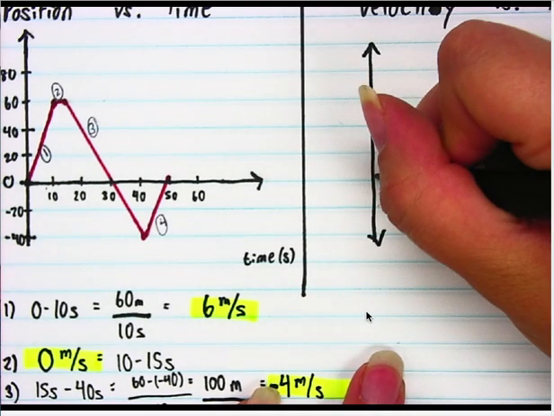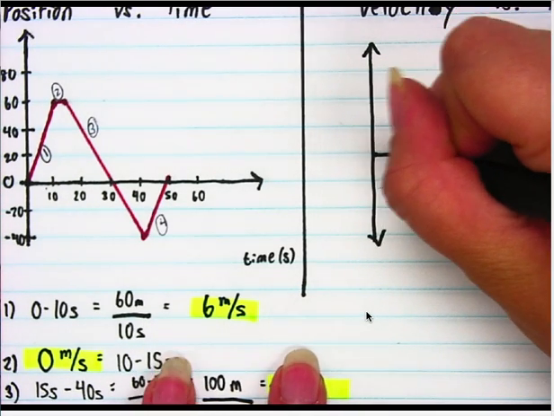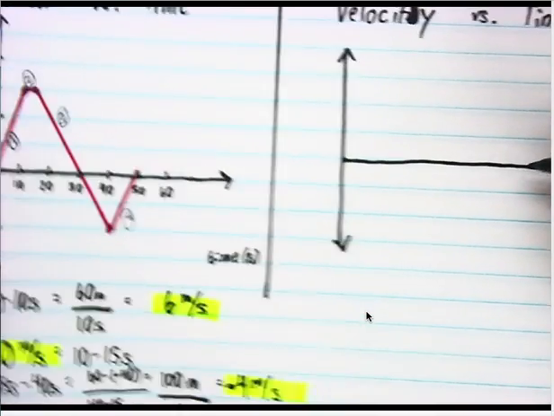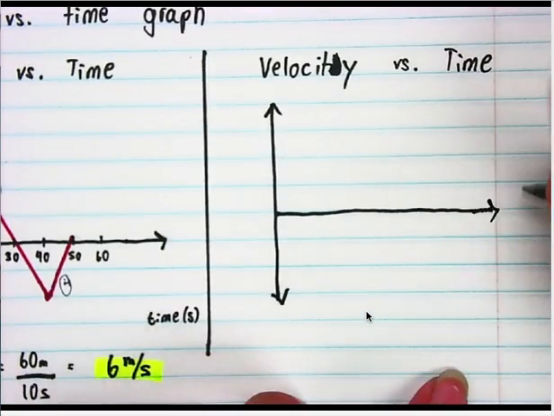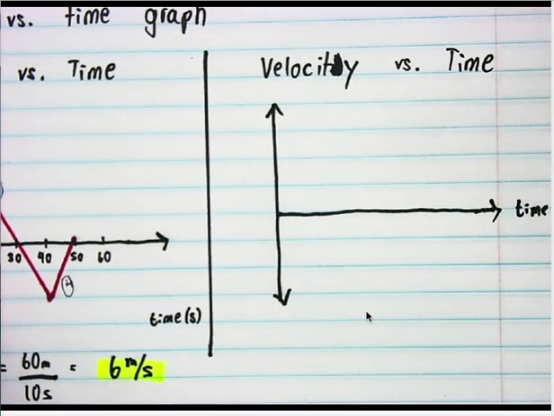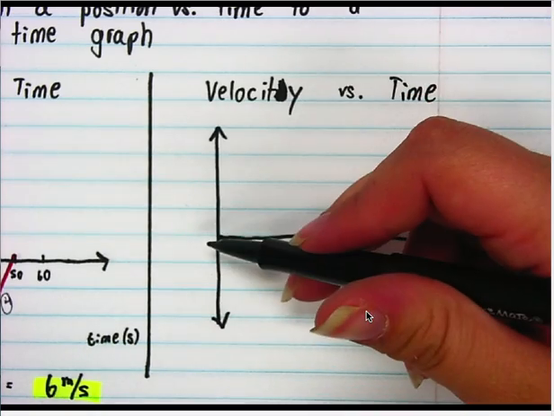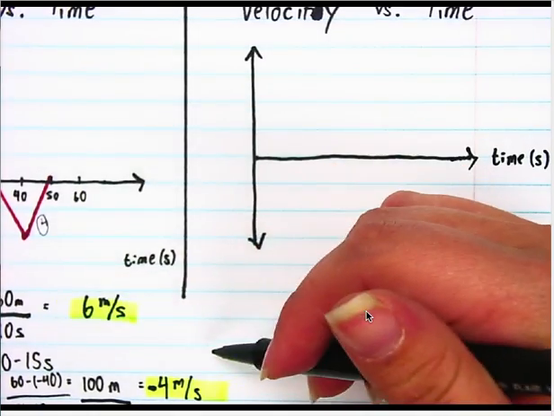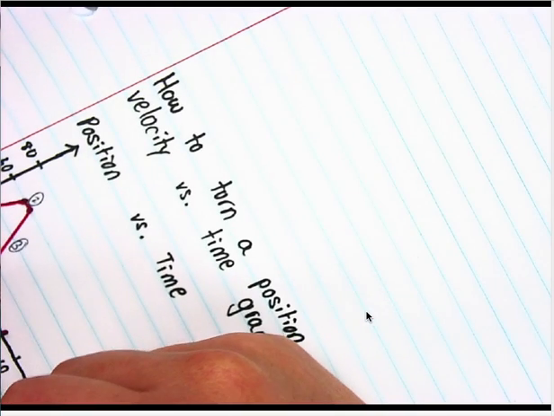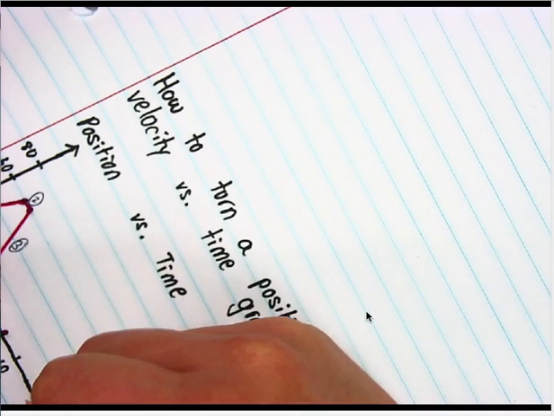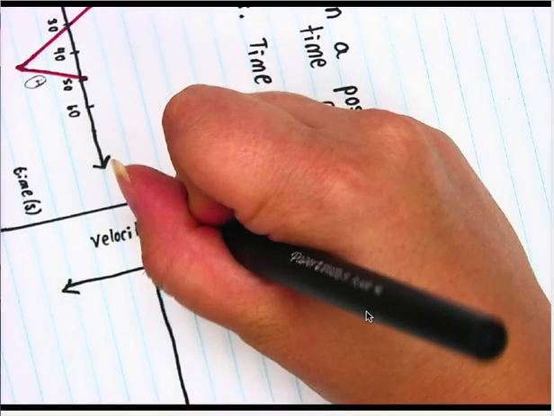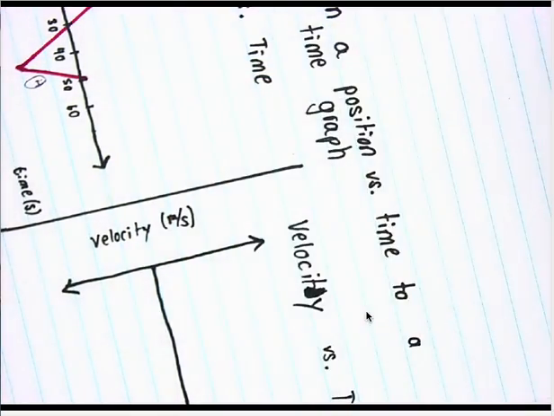Yep. Gonna put that right in the middle because I know I'm gonna have to go positive and negative with this. So this is my time in seconds, and now on this axis it's my speed, and all of our speeds were in meters per second. Okay, so this is velocity or speed in units of meters per second.